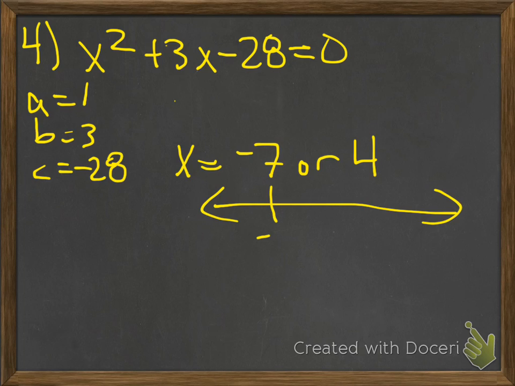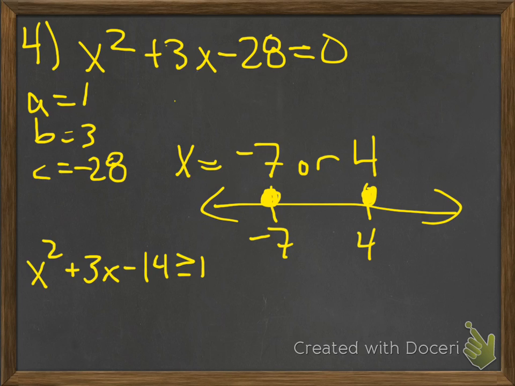You plot that on the number line, -7 and 4. If you go back to the original equation, x squared plus 3x minus 14 greater than or equal to 14, the greater than or equal to would tell you that it's a solid line, or closed dots.